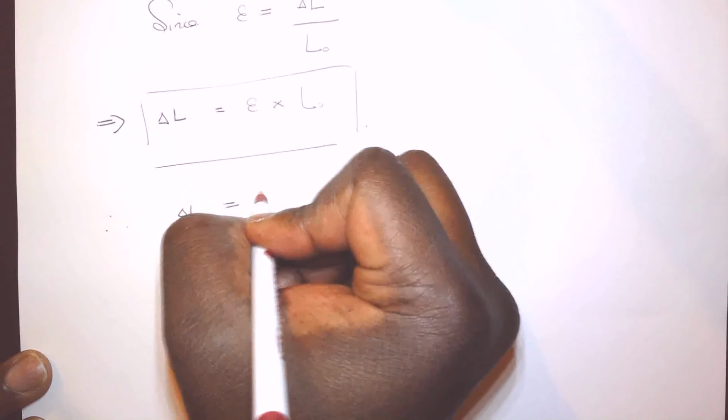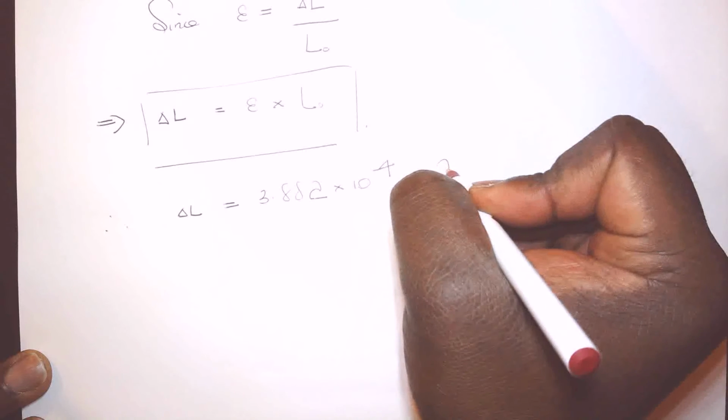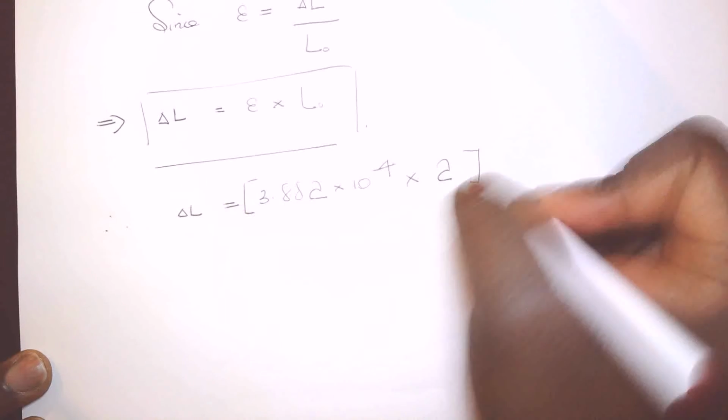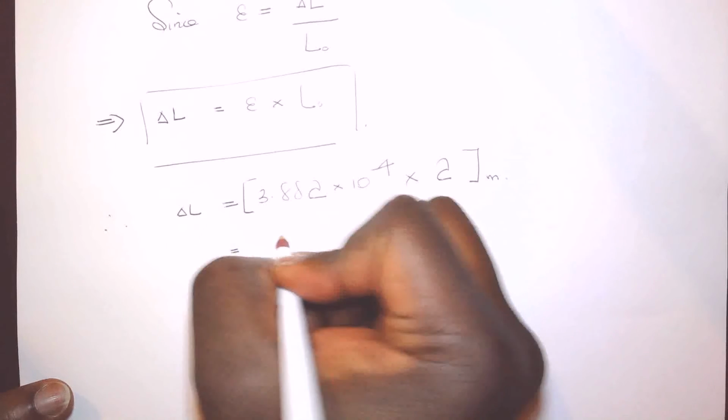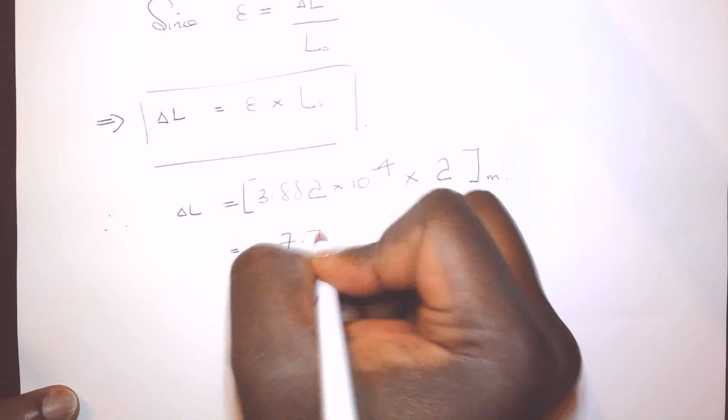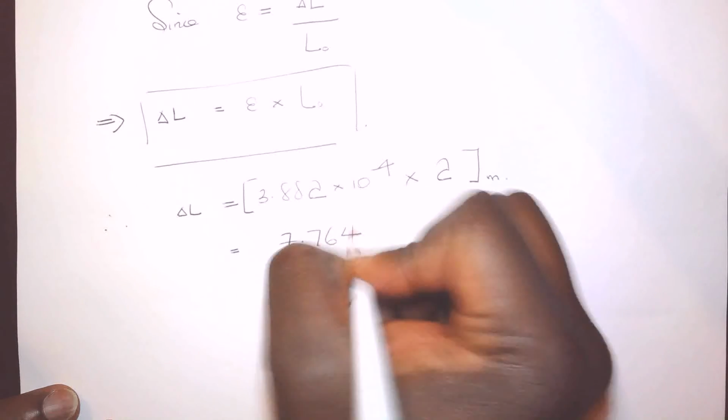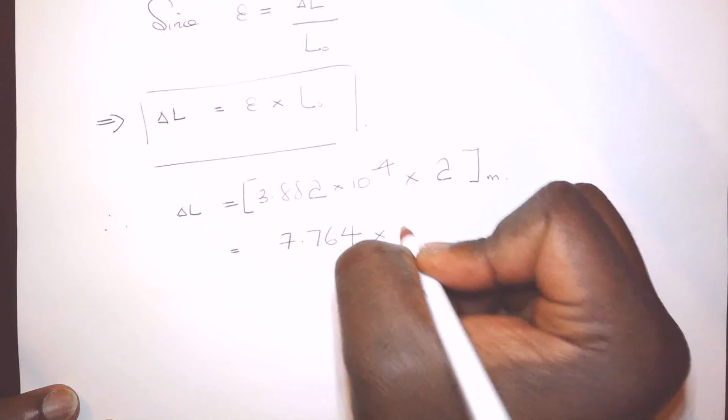Therefore, delta L is equal to 3.882 times 10 to the power minus 4 times 2. And this will give our value in meters. Times 2, and that will give 7.764 times 10 to the power minus 4 meters.